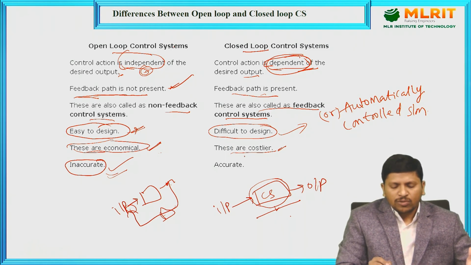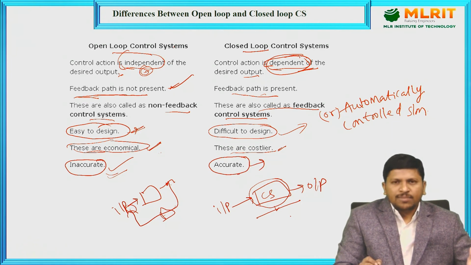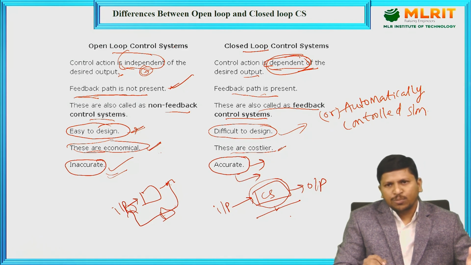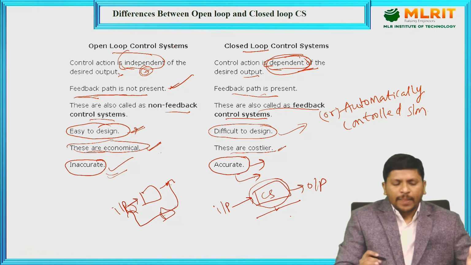And closed loop control systems produce accurate outputs. The closed loop control systems automatically correct the errors we get, by applying the output to the input through the feedback element. So that's why closed loop control systems produce accurate outputs. These are the main differences between open loop and closed loop control systems.